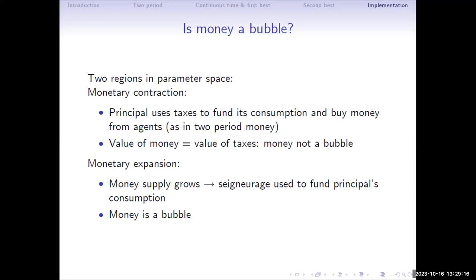I have a quick question. Right now, to implement this second best, we need both monetary and fiscal policy. Yes, with this money and taxation scheme. I was wondering if it is possible to implement it only with fiscal policy. We don't have money in the model. It's a real model, but the principal can introduce a risk-free asset. So there is a risk-free asset and taxation and no money. Would it be possible to obtain the same result?